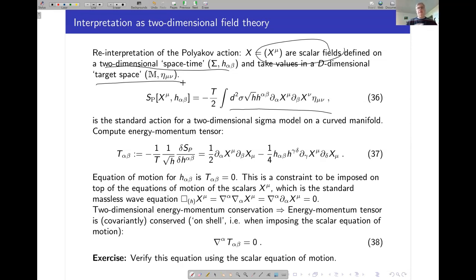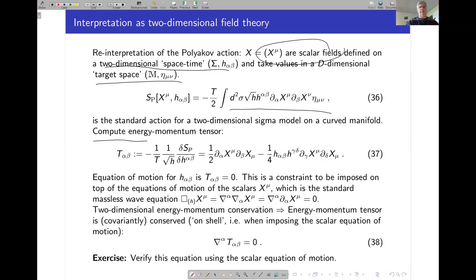Sigma models are models of massless scalar fields which take value in some space called the target space. In our case, the target space of our two-dimensional field theory happens to be d-dimensional Minkowski space, and therefore we can read this two-dimensional field theory as describing the motion of a one-dimensional extended object. Now, this really helps us to bring in concepts and intuitions from field theory, and this time two-dimensional field theory. So what are important concepts in field theory? Well, one standard concept is the energy momentum tensor.